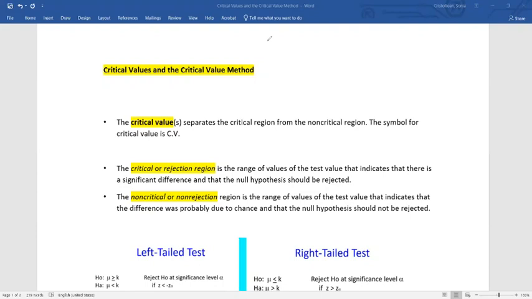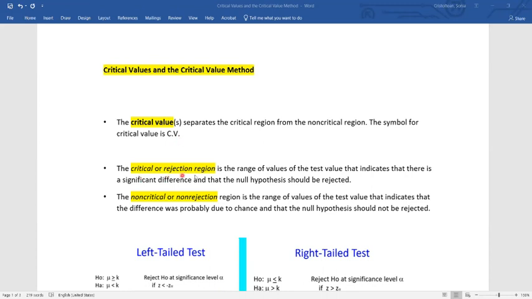Hello. In this video, we will be talking about critical values and the critical value method. Let's first see what critical values are. If you recall, we talked about critical values while we constructed confidence intervals for mean and proportion. The critical values separate the critical region from the non-critical region. The symbol for critical values is CV, critical value, or value.